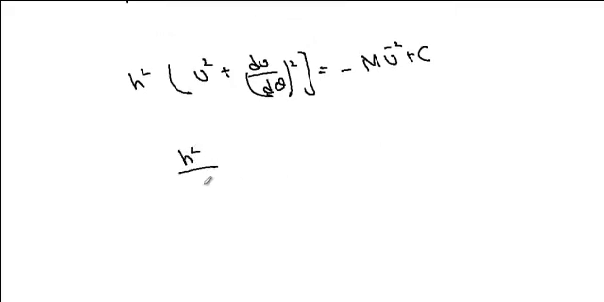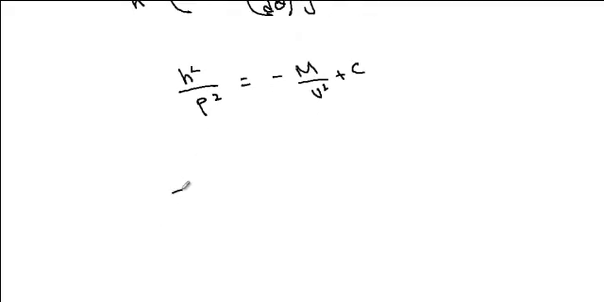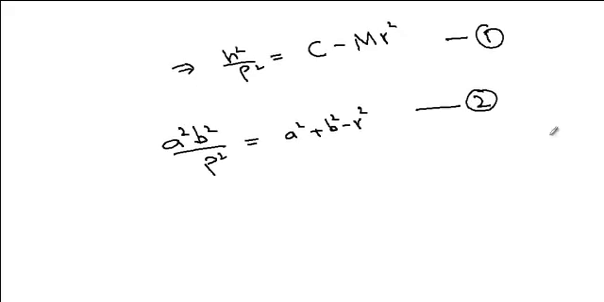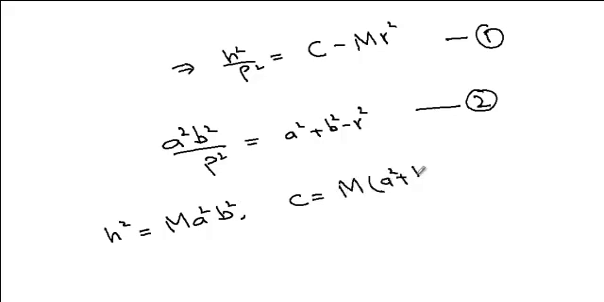Now this can be written as h square over p square is equal to minus m over u square plus c, which implies that h square over p square can be written as c minus m r square, because r is 1 over u. The equation of an ellipse with a and b as semi-minor and major axes is a square plus b square minus r square. Now we have one equation here and one equation here. If we compare the two, we get h square as m into a square b square, and c as m into a square plus b square.